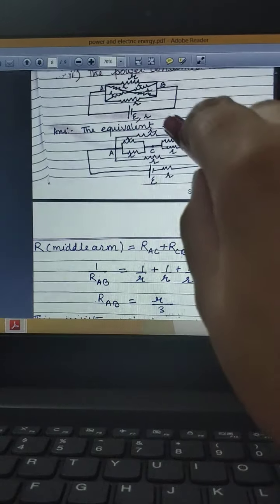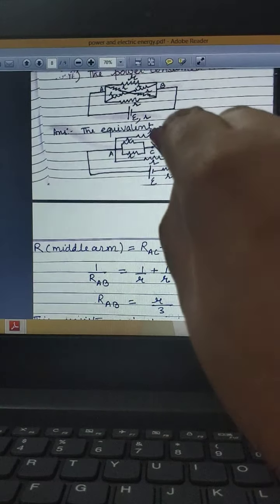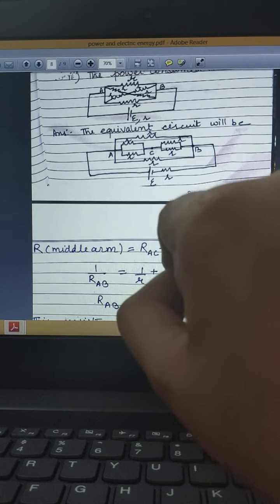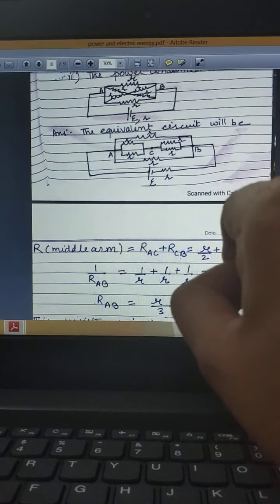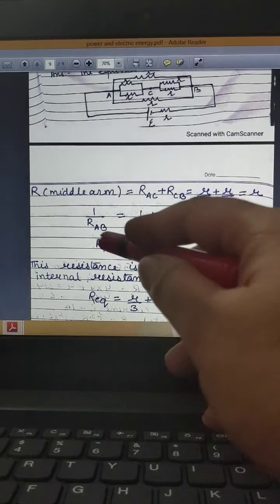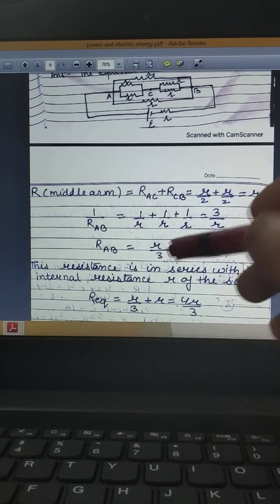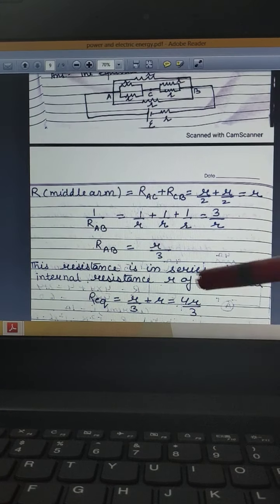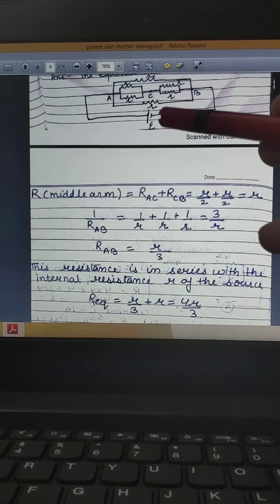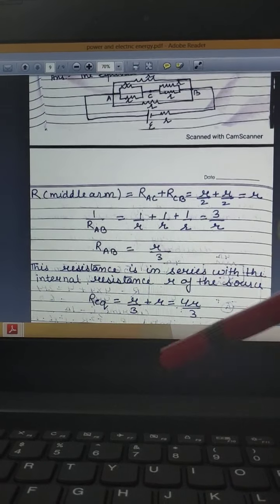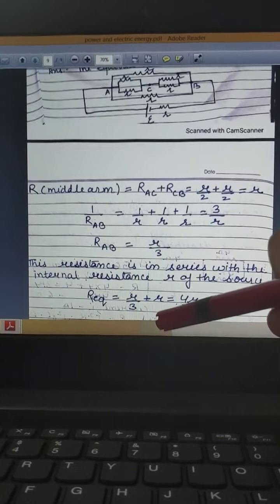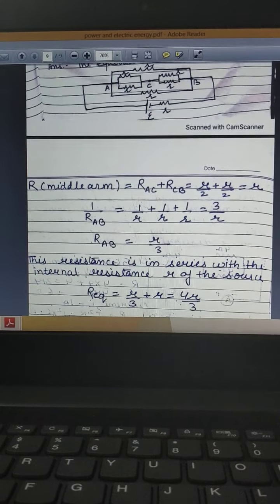Why? Because AB के क्रॉस ये दोनों पैरेलल में है और ये बीच वाला भी, इन दोनों के पैरेलल में हो जाएगा मिडल आर्म. So it will come out to be 1 upon R plus 1 upon R plus 1 upon R, and the total is 3 upon R. So the effective or equivalent resistance in the circuit RAB is R upon 3, and this resistance is in series with the internal resistance of the source. जो ये source है इसकी internal resistance के साथ ये सारी resistance series में है. So the equivalent resistance of the whole circuit will be R upon 3 plus R, that is 4R upon 3.